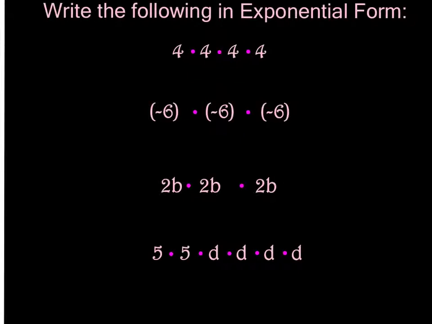So the number that repeats is the base. The number that I see repeating is a 4. And the exponent tells me how many times I saw that 4. And I saw it multiply itself 4 times. So 4 to the 4th power is how we say that.